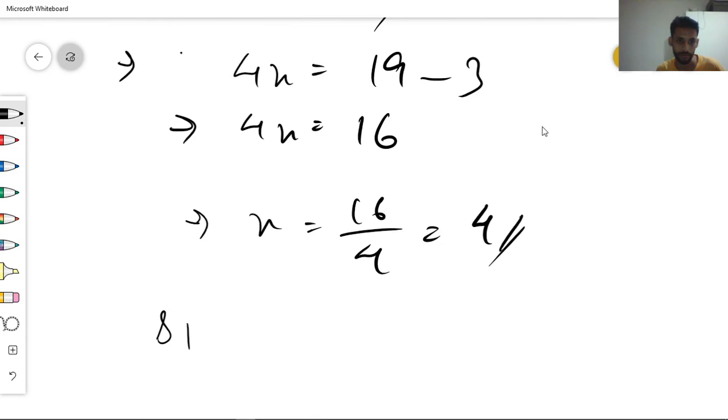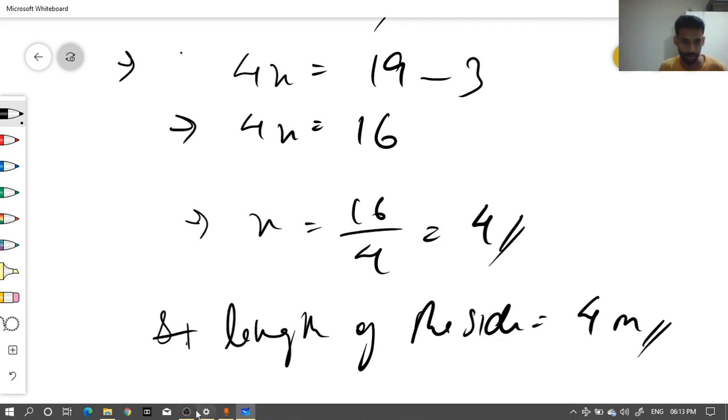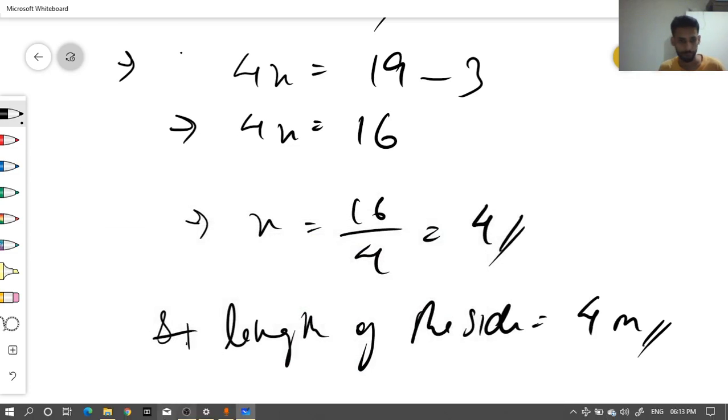So the length of the side will be 4 meter. Okay, 4 meter.